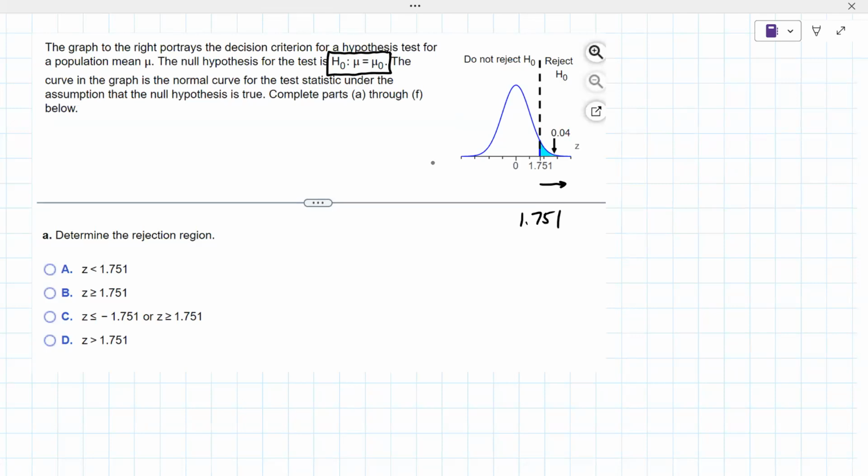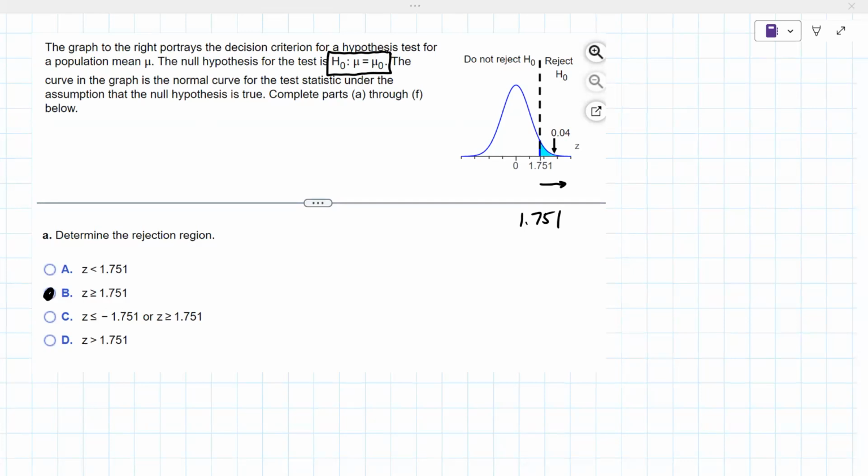So that's a Z. And I don't know if it's greater than or equal to. So it's either B or D. I'm going to go with D first. I know you get a few chances on this. It's not correct, so it must be B. Okay. All right. So they include that value as the rejection region.